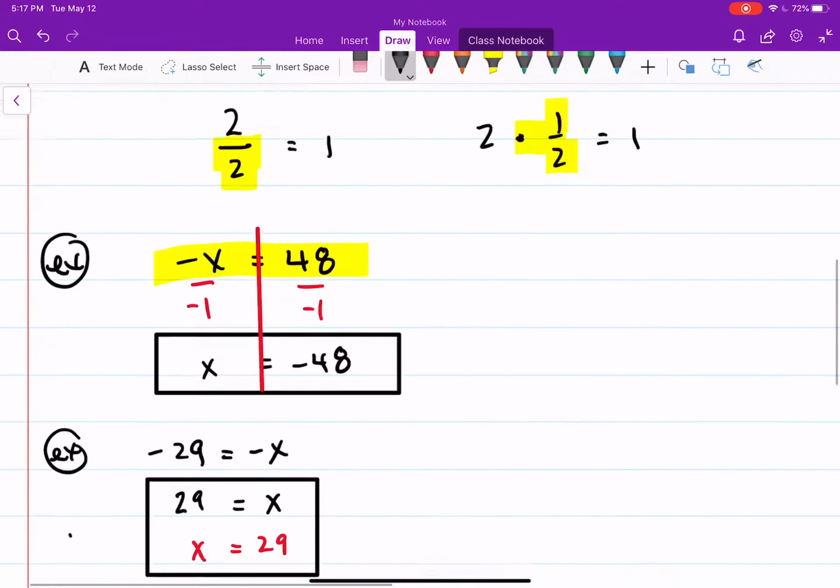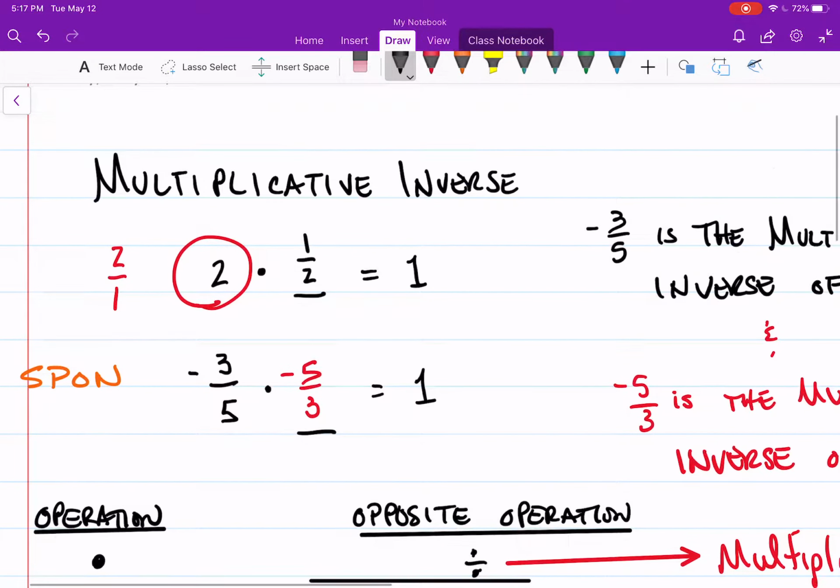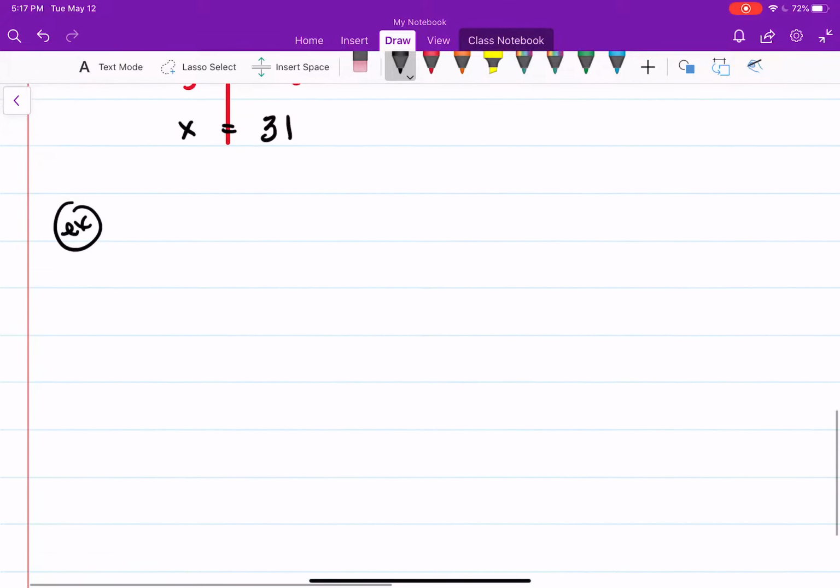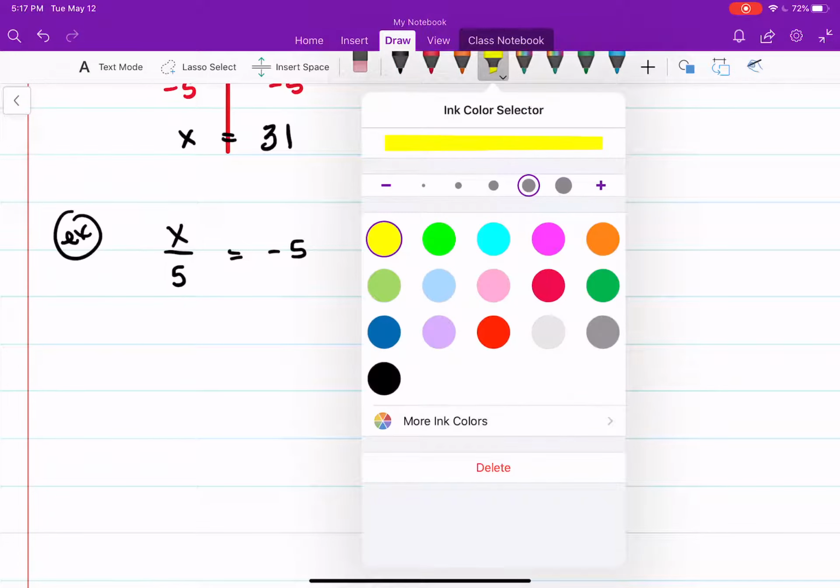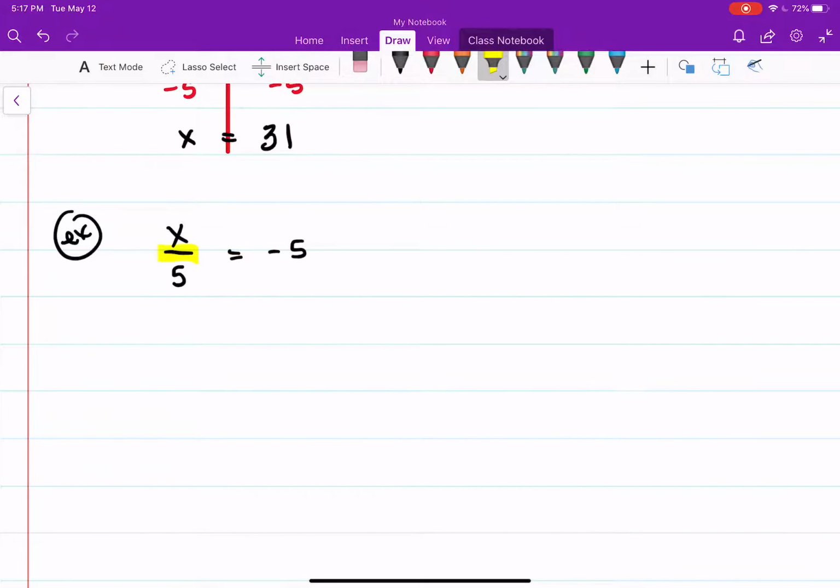So you're like, wait a minute, Chan, but you were talking about multiplicative inverse. When the heck are we going to use that? Well, okay. So let's look at this right here. Let's say I have x over 5 is equal to negative 5. So you're like, well, this is really division, so I could just multiply by 5 on both sides. And you're absolutely right. That is very true. So I would have an x is equal to negative 25.